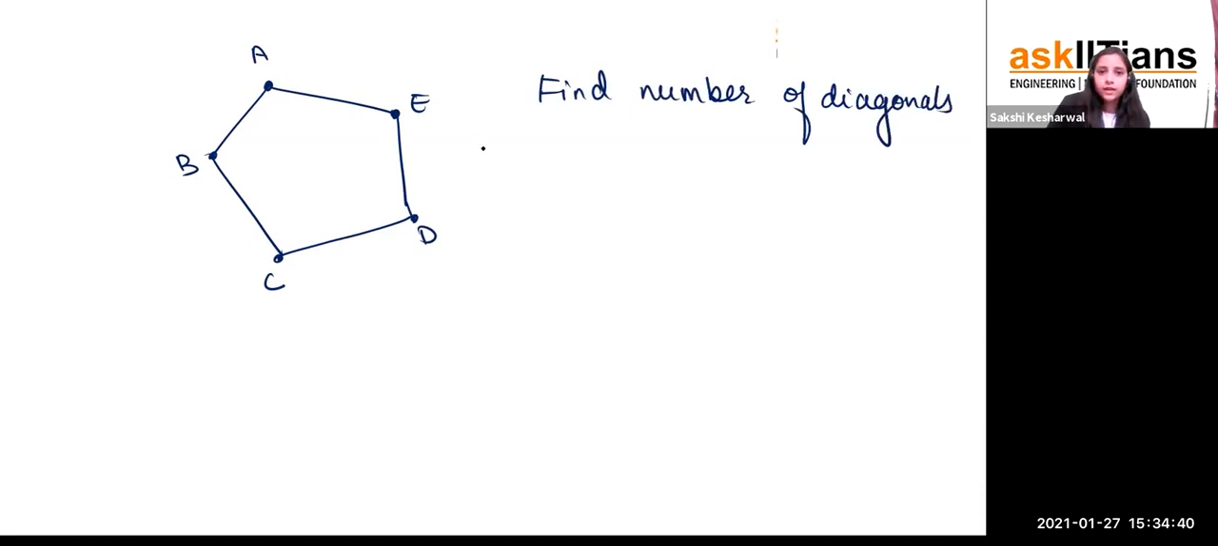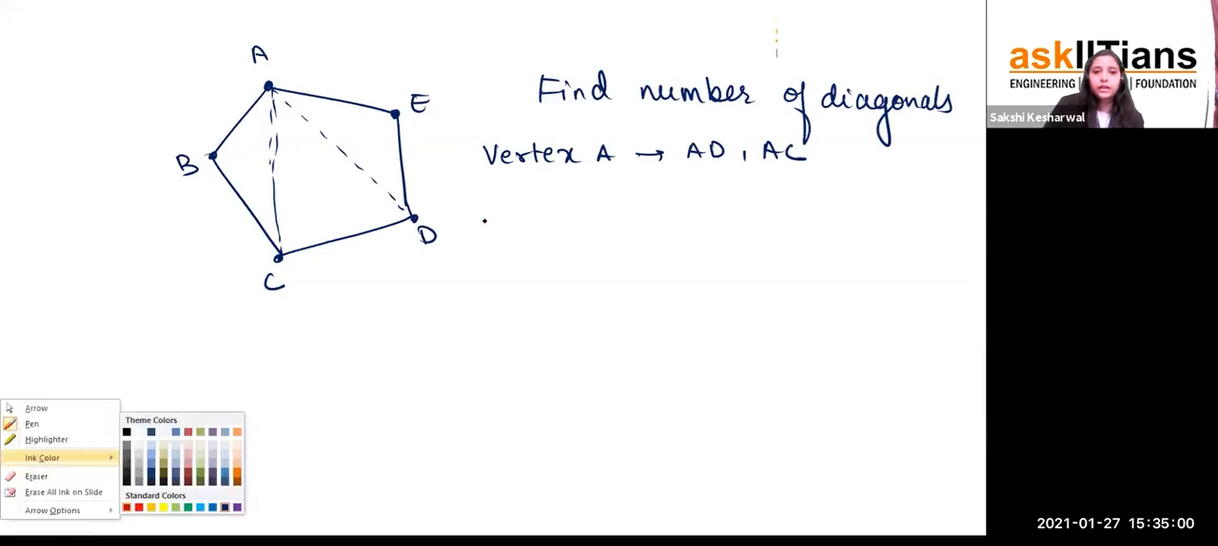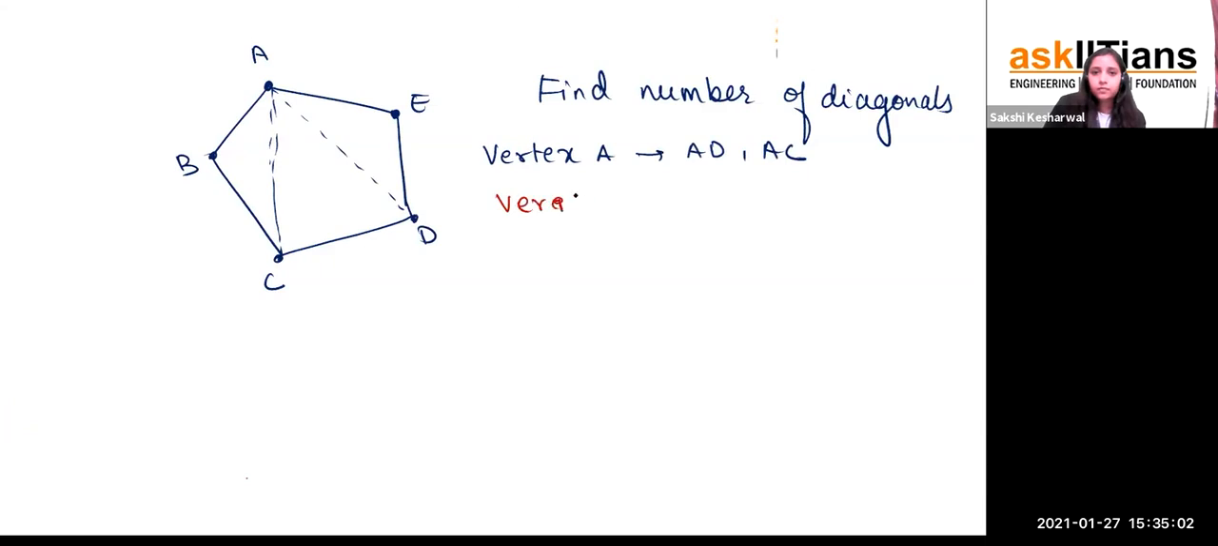So take vertex A. From vertex A, AE and AB will be your sides. So your diagonals will be AD and AC, yes or no? You will not count again and again. Once you have taken it, you will not count it again, right? Now take vertex B. AB and BC are your sides. So BE and BD will be your diagonals, right or not?